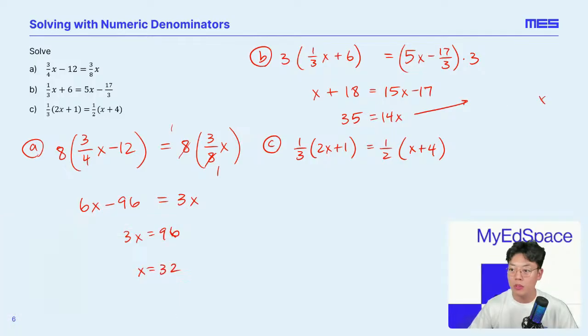X will be equal to 35 over 14. And in simplest form, 35 and 14 both have a factor of 7. So dividing both by 7 will give us 5 halves. If you want this in decimal form, that would be 2.5.